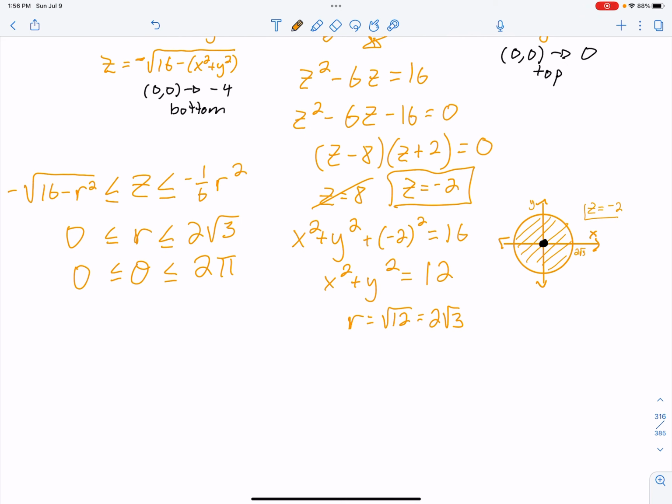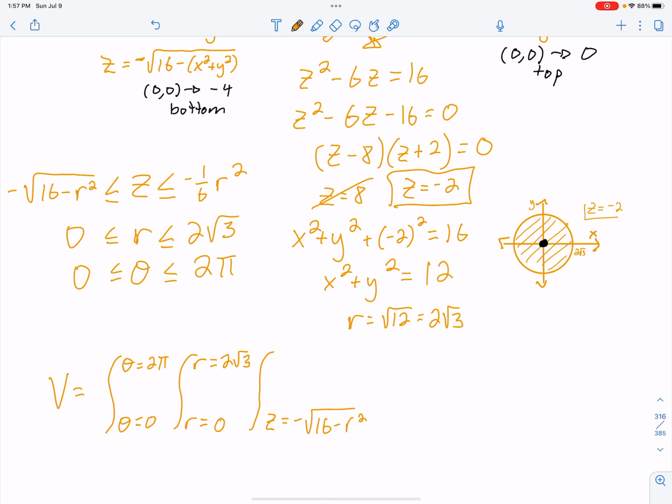We just have to set up our integral. All right, so the volume is going to be theta from 0 to 2 pi, r from 0 to 2 root 3, z from negative square root of 16 minus r squared, and then the top bound is negative 1/6 r squared. We're finding volume, so the integrand is 1. And then don't forget, we're going to cylindrical, so you have to add that r.